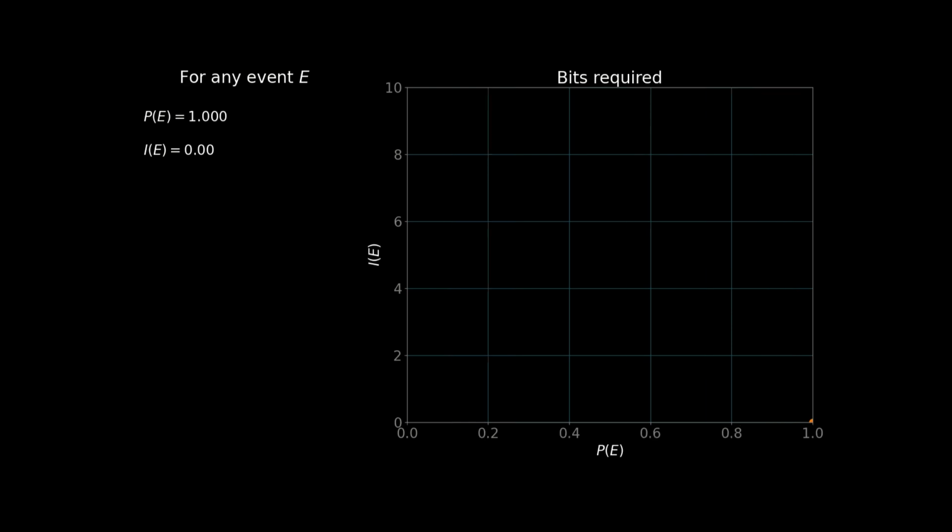We can plot the number of bits of information relative to probability. So, for instance, when probability is 1, we have 0 bits as we've seen. At 0.5, we have exactly 1 bit. And as we approach p equals 0, the number of bits required grows to infinity.